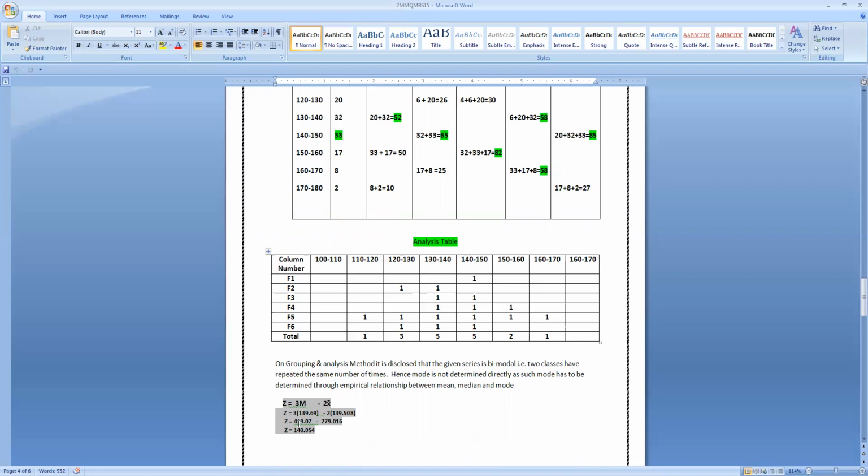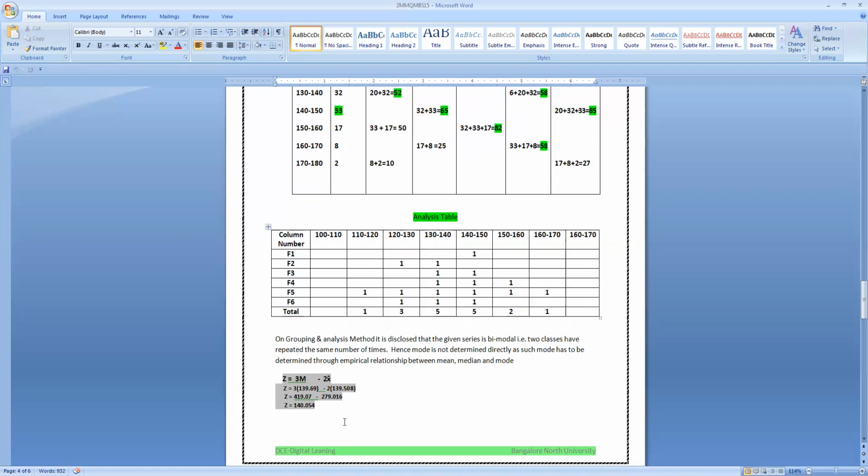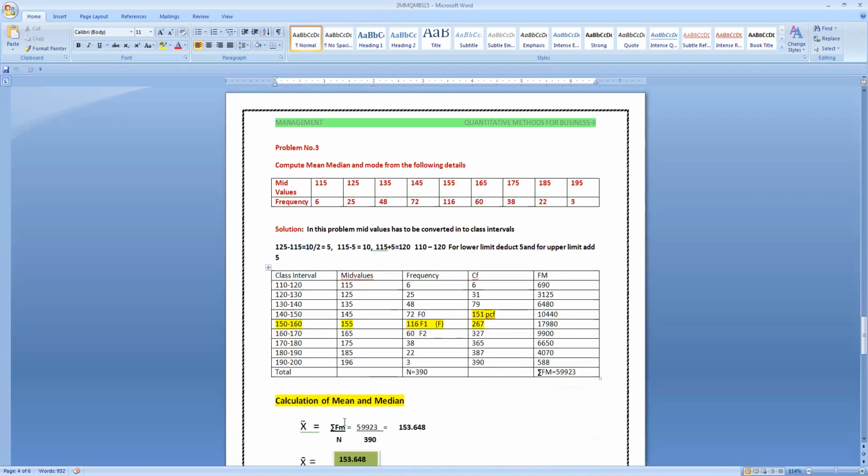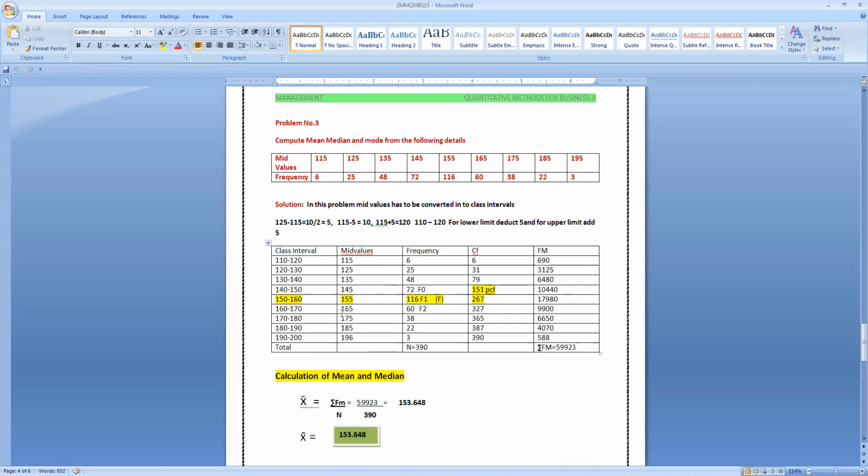So Z equals 3 into the value of median, 139.69, minus 2 into the mean value, 139.508. We have to multiply here. Z equals 3 into 139.69. The value is 419.07. Then 2 into 139.508, the value is 279.016. The difference of these numbers is 140.054, which is the value of mode. So this is how we need to calculate with the help of the grouping and analysis table for the calculation of mode. Let us see the third question given.